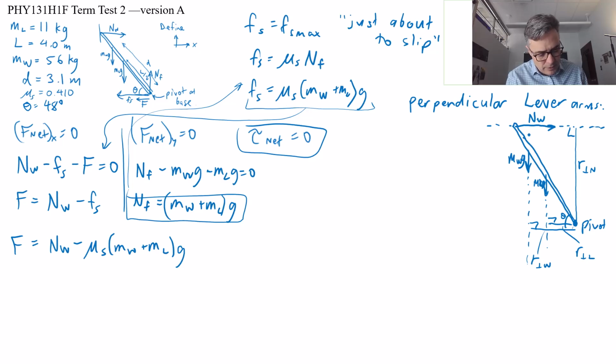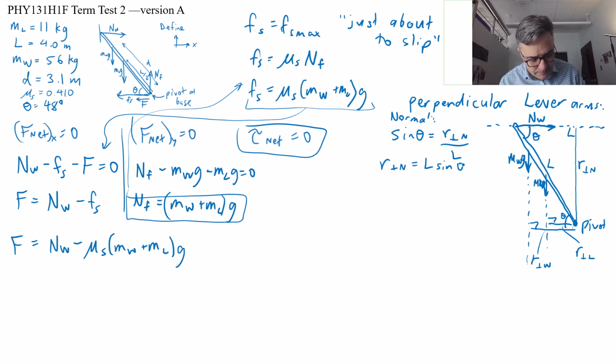And then by the Z rule, here's your same angle theta, 48 degrees up there. So what we can see is that here's your right angle. L is the length of the ladder. So for the normal force, the sine of theta is opposite, R perpendicular for the normal force, divided by the hypotenuse, which is L. So R perpendicular for the normal force is equal to L sine theta.